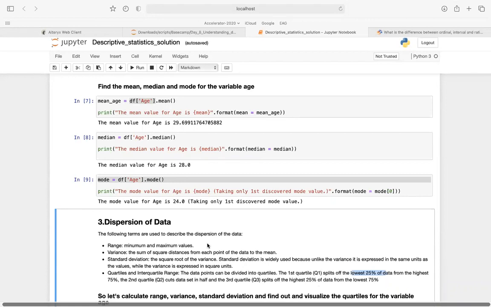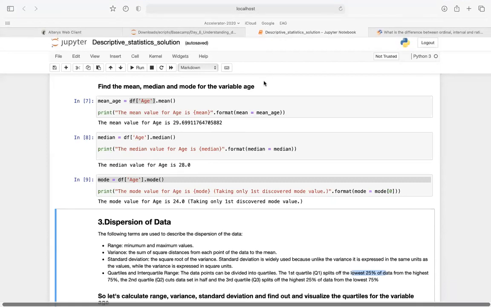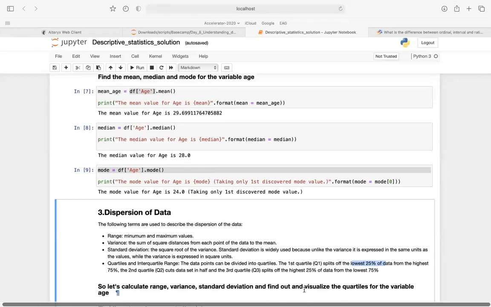Right? So these are the 4 very important elements that talk about the dispersion of the data. These 4 elements help me understand how my data is distributed. So let's calculate the range, the variance, the standard deviation, and visualize the quartiles of the variable age. Can everybody quickly try it?